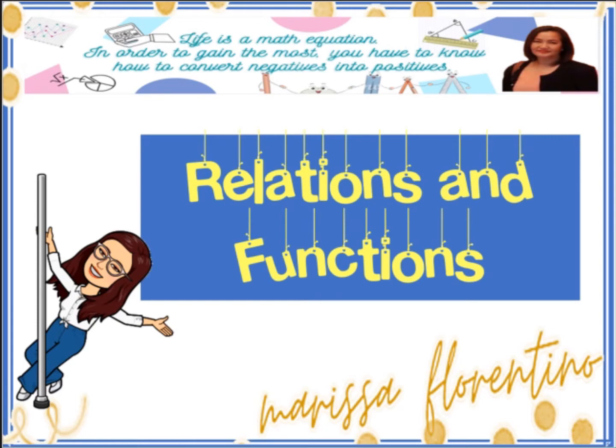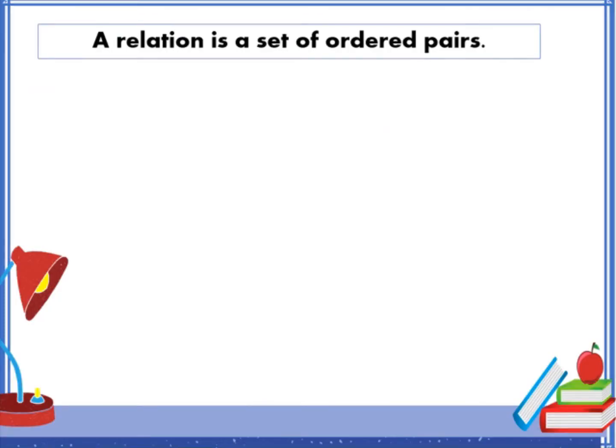Good day everyone! In today's lesson, we will be dealing with relations and functions. A relation is a set of ordered pairs. For instance, we have the set of ordered pairs (2, 3), (-1, 5), (4, -2), (9, 0), (-6). This is what we call a relation.